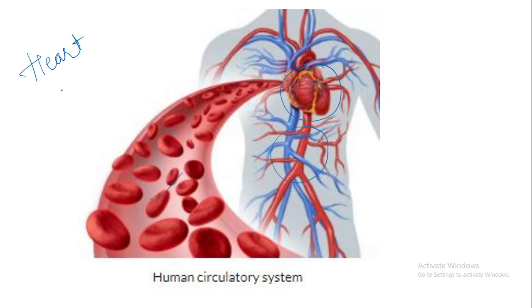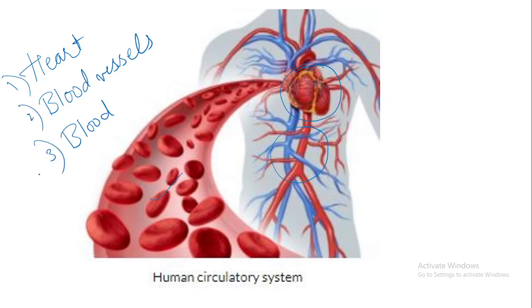The heart, blood vessels, and the blood. So these three things completely form the human circulatory system.